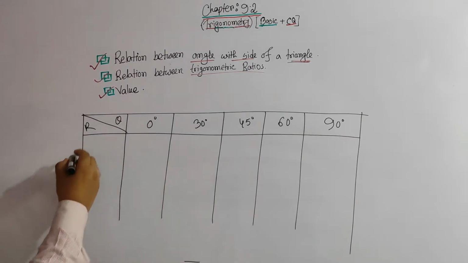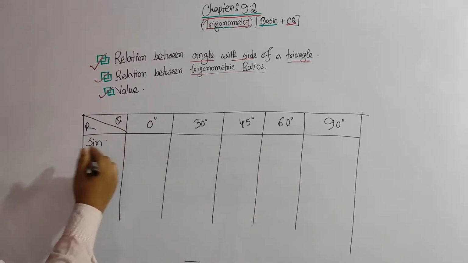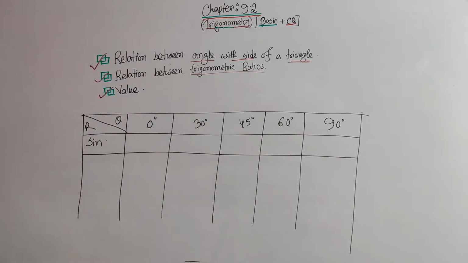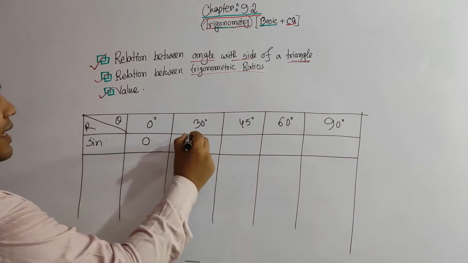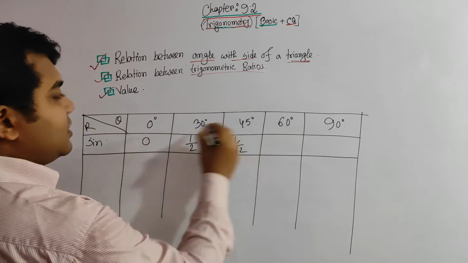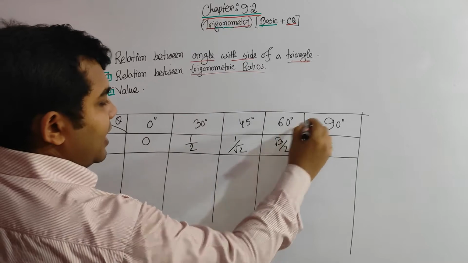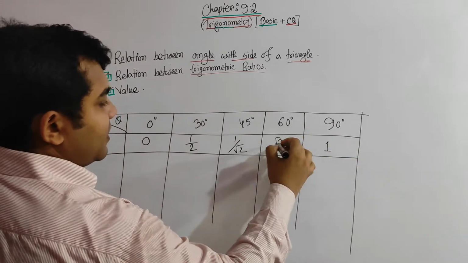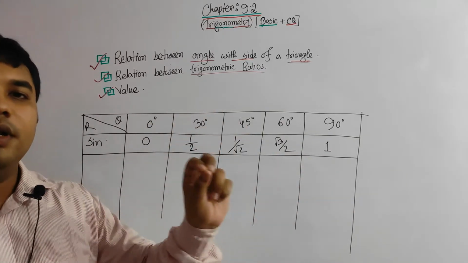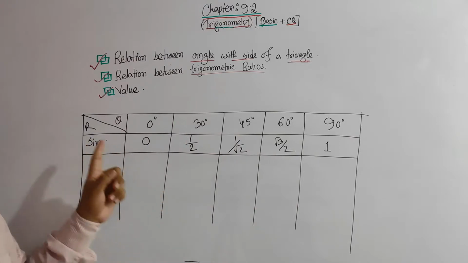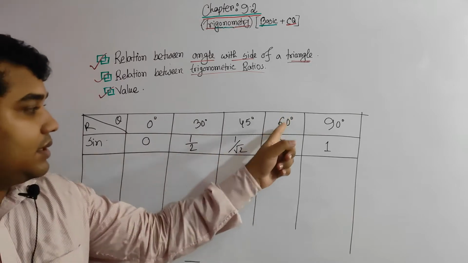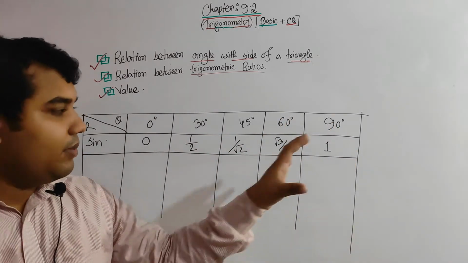Okay, and in this part when we are going for sine, what will be the value of sine? Sine 0 is 0, sine 30 is half, sine 45 is 1 by root over 2, sine 60 is root 3 by 2, and sine 90 is 1. I always suggest that you please remember these values. You only have to remember the value of sine theta. You have to just memorize this.